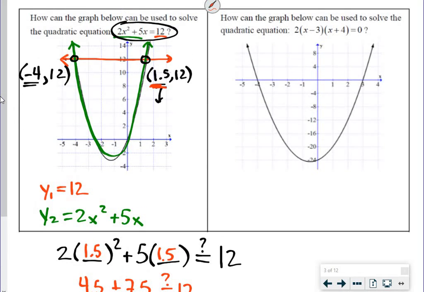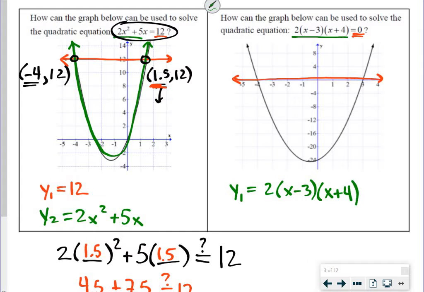Okay, here's another one. How can the graph below be used to solve the quadratic equation 2(x - 3)(x + 4)? So in this case, we don't have a horizontal line, as obvious as in the other question, but it's sort of been shifted so that the horizontal line is the x-axis. And if we were to graph this for y1, so 2(x - 3)(x + 4), we would get this parabola.